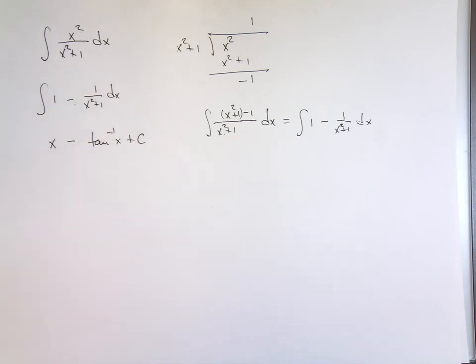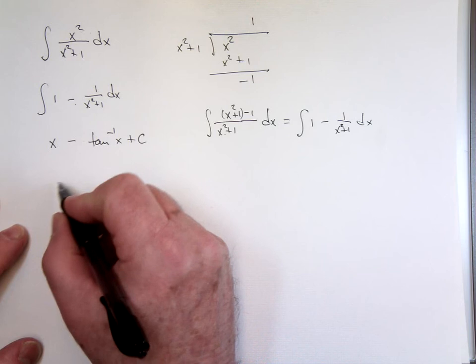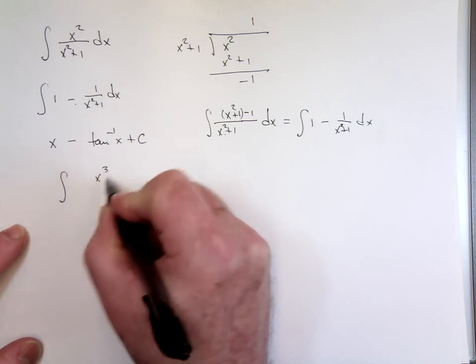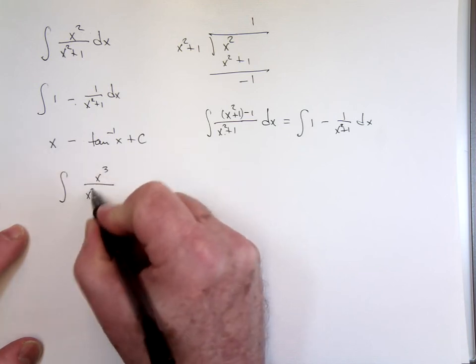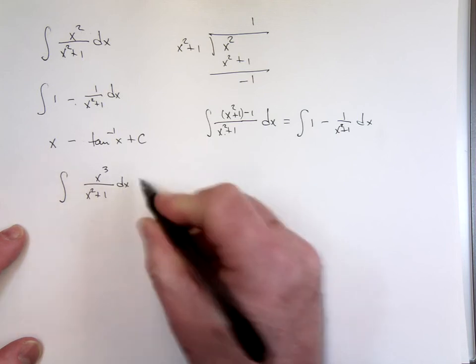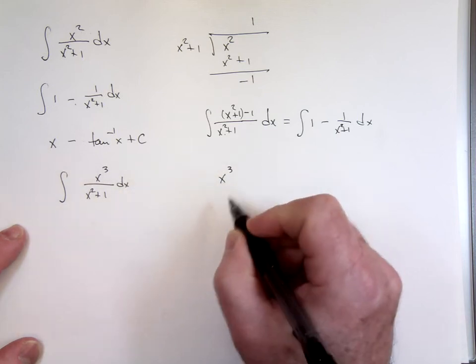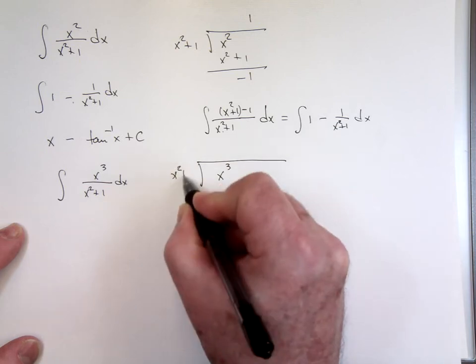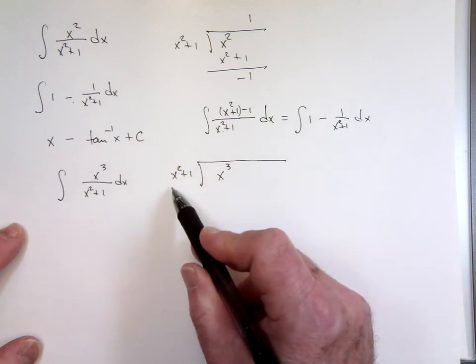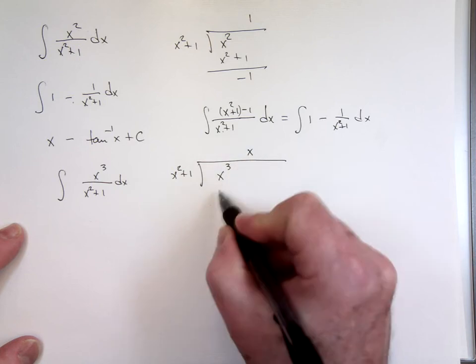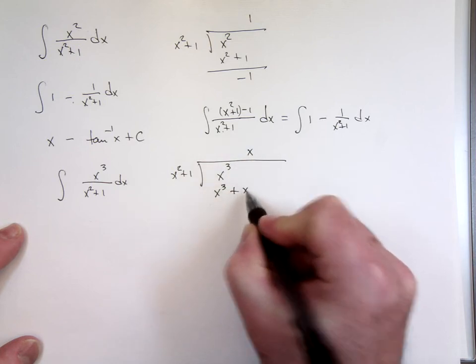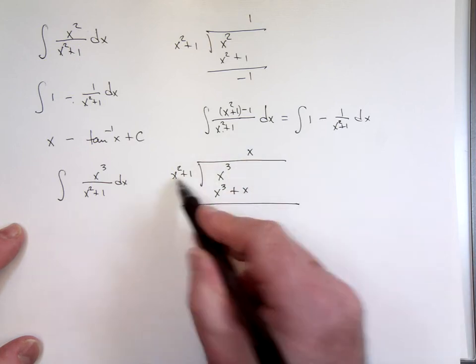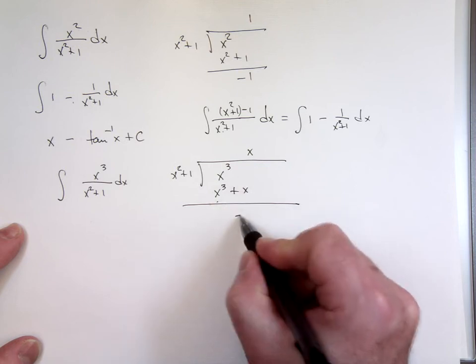Number 4, you really have no choice in the matter but to do the long division first. Let's do it. It's x cubed divided by x squared plus 1. X squared times x is x cubed. Subtract. We have x minus x over x squared plus 1.